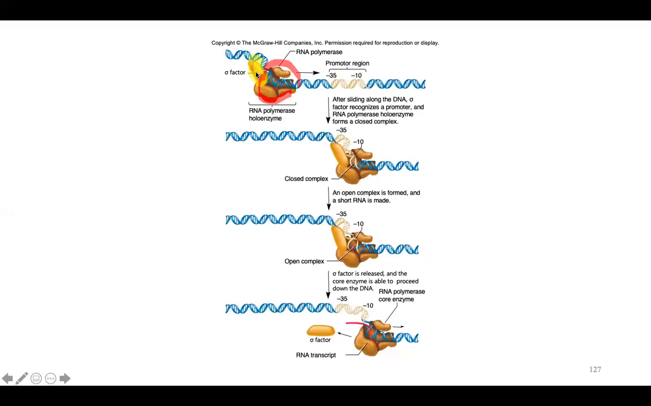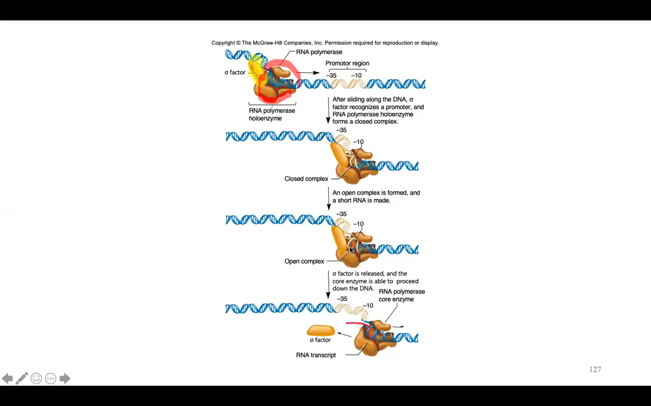It binds to the promoter region with the help of the sigma factor. After sliding along the DNA, the sigma factor recognizes a promoter, and the RNA polymerase holoenzyme forms a closed complex. So this is the closed complex. An open complex is formed and the short RNA is made.